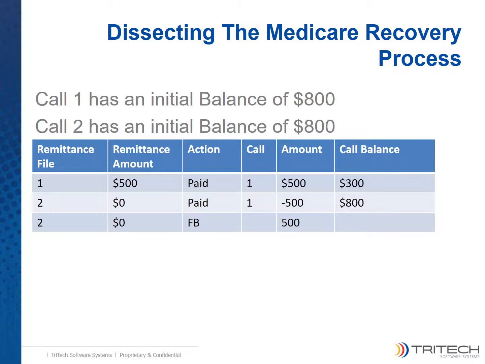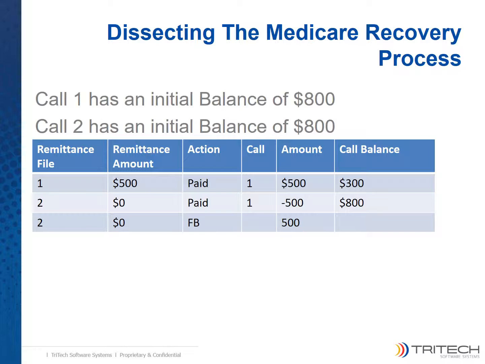So we receive a second remittance file down the line, and for whatever reason, in remittance file number 2 the check amount was $0, so it was a non-payment remittance. But when I look at the details, it tells me that I was paid on call number 1 negative $500. Negative $500 basically means that they took the money away from call number 1 for whatever reason, and there would be claim adjustment reasons explaining why they are taking that money back.